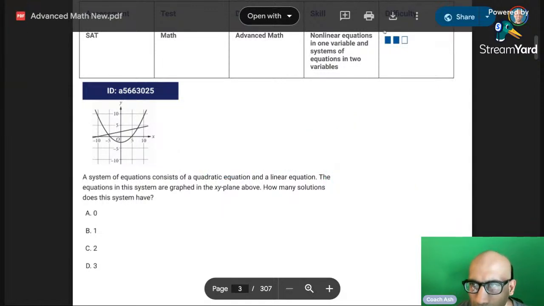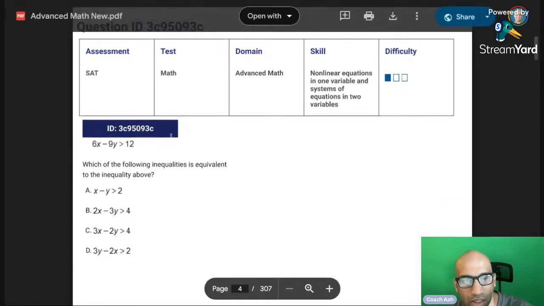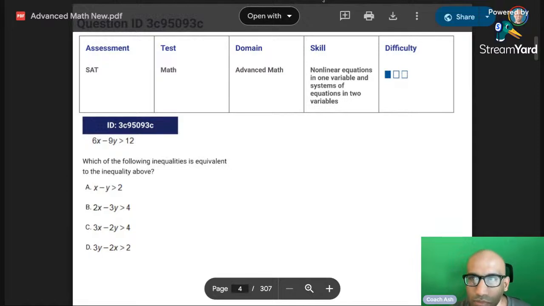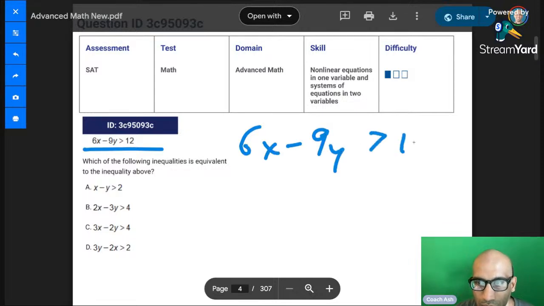All right, let's move on to the next one. Okay, this is a good problem. The strategy for this one is you have an inequality: 6x minus 9y is greater than or equal to 12. How do you solve this particular problem? What's the greatest common factor for 6, 9, and 12? It's 3, because 3 can go into 6, 9, and 12. Just divide by 3.